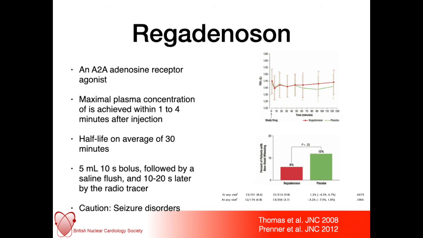Much simpler to administer is regadenoson. This is a more selective adenosine A2A receptor agonist, and it's given as a simple bolus injection over a few seconds, and then you flush it through, and then the maximal effect comes within 10 to 20 seconds, and that's when you give the radiotracer. There is one caution, and that is seizure disorders, but it's much better tolerated in those patients with obstructive airways disease and asthma, and so is a useful adjunct to have in your armamentarium in pharmacological stressing.